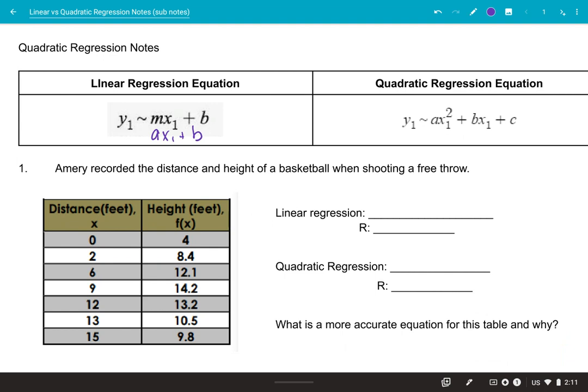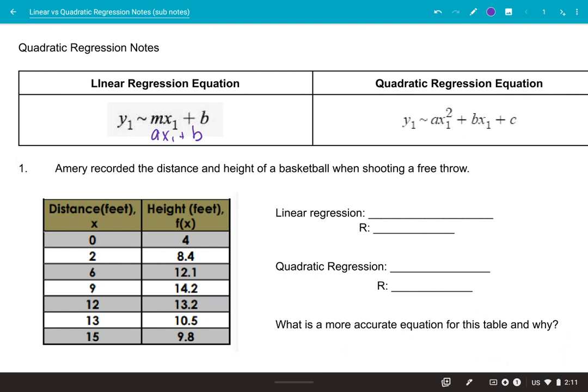Now, quadratic regression equation, it's going to be the quadratic formula, but we still have to put the ones, and the ones just mean that when we get our information from a table, it's x1, y1. All right, so what we're going to do is we're going to plug this table into Desmos.